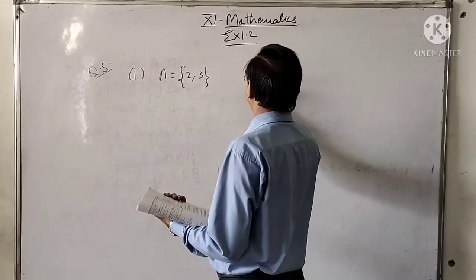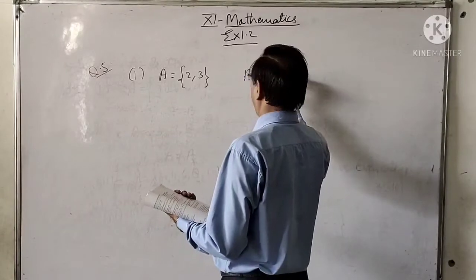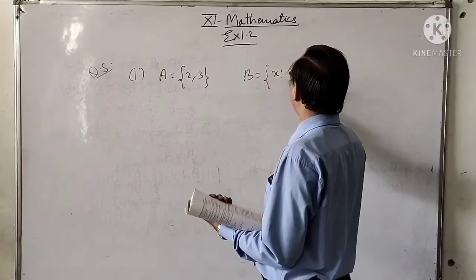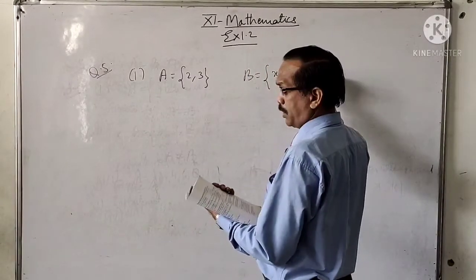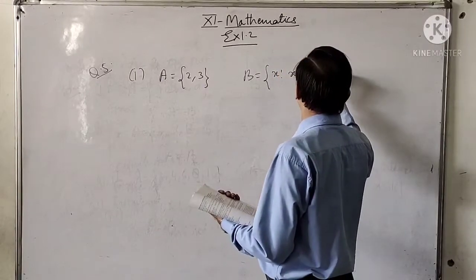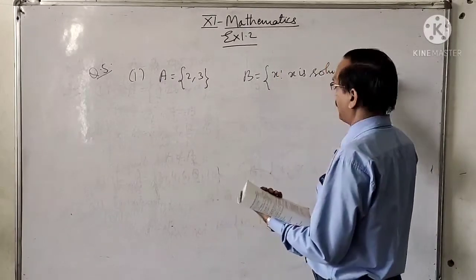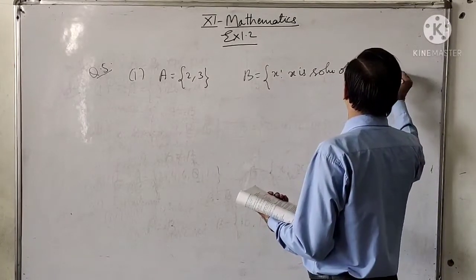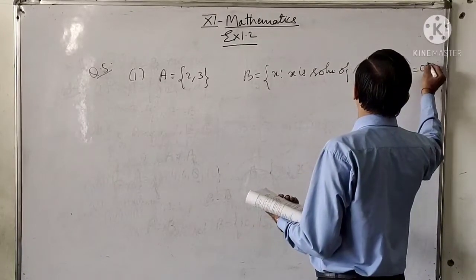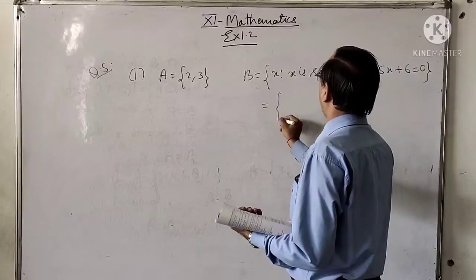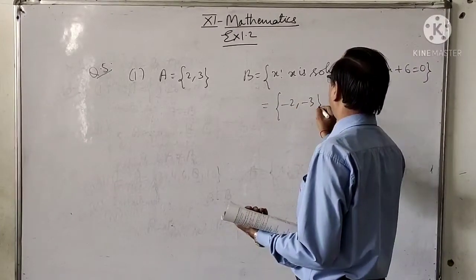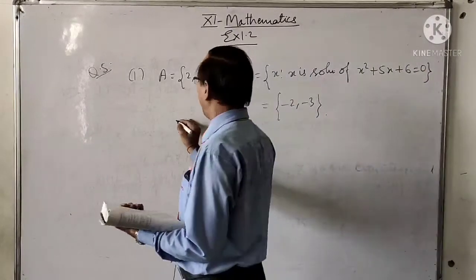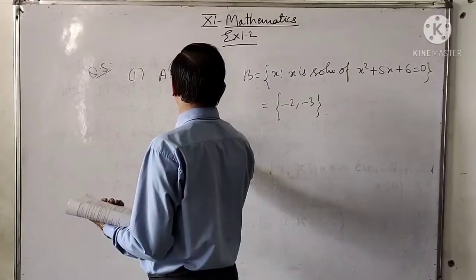Then B equal to x such that x is a solution of the equation x square plus 5x plus 6 equal to 0. Its solutions are minus 2, minus 3. Therefore, A is not equal to B.